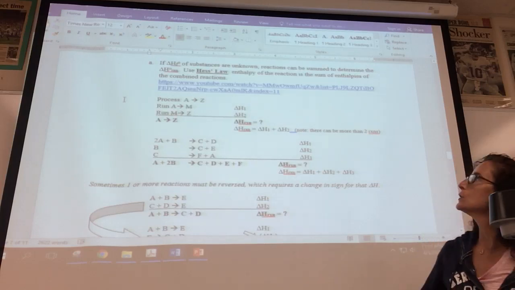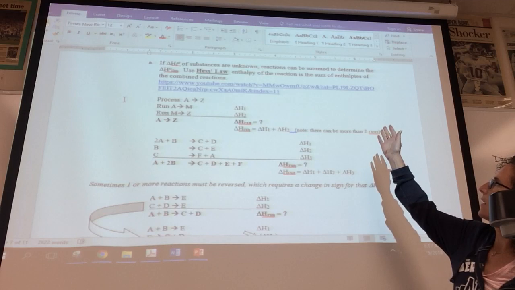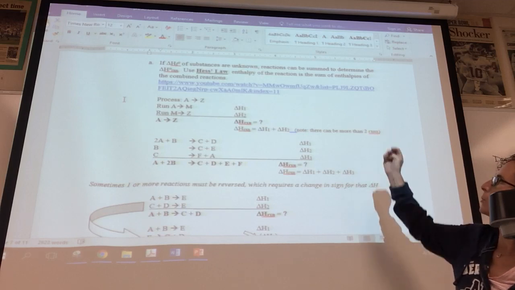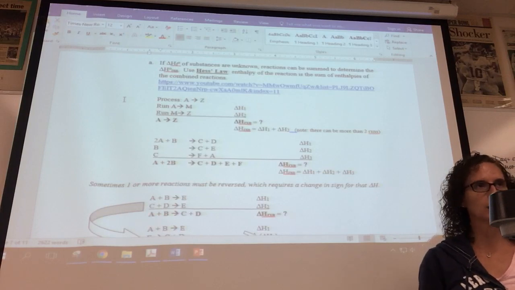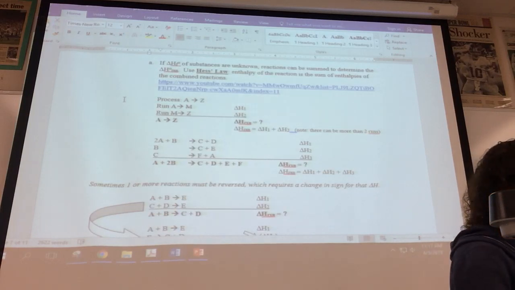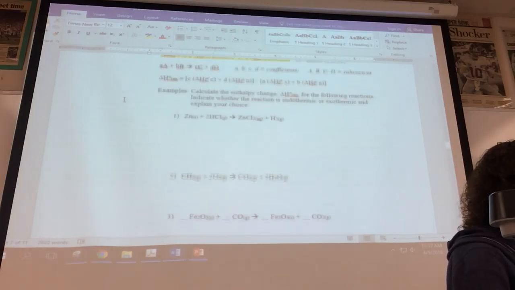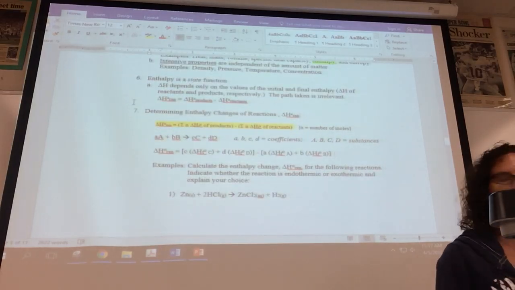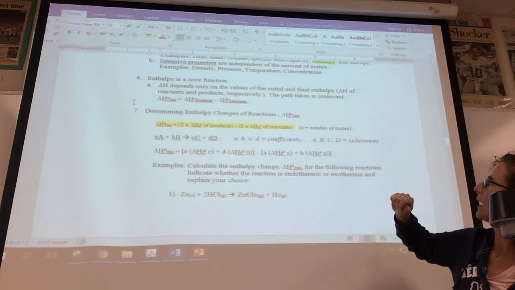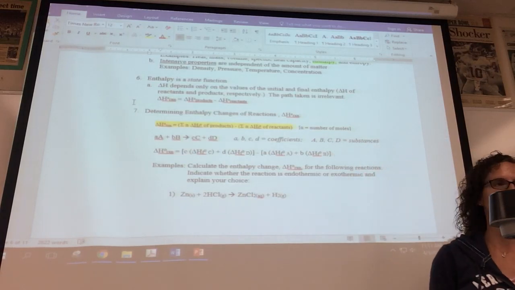So with Hess's law, it says the enthalpy of a reaction, that is delta H for a reaction, is the sum of the enthalpies of the combined reactions. So we had said last time that enthalpy is a state function. It depends only on the initial and final values. The path you take is irrelevant.